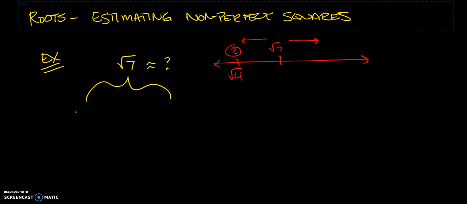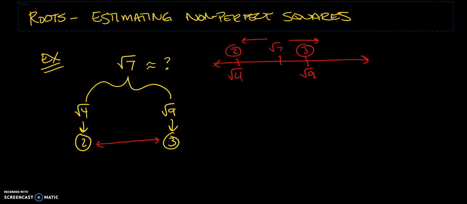So let's stop right here. When I go to the left, I know the square root of 4 is my first easy one, right? I know that's 2. Well, what about when I go to the right? I know the next one is going to be the square root of 9. So here are my two perfect squares, and they are going to help me solve this. So if I'm estimating the square root of 7, I know that it has to be somewhere between 2 and 3.